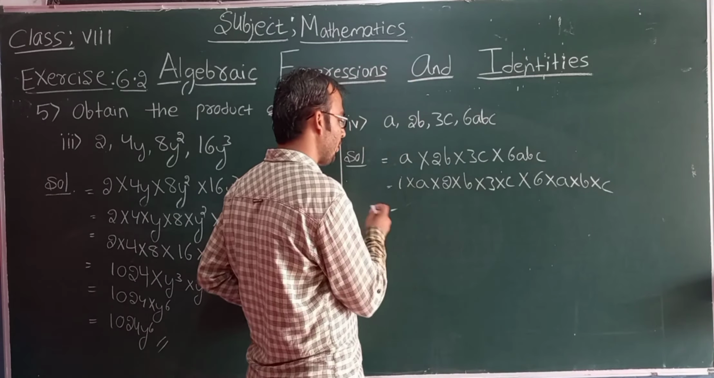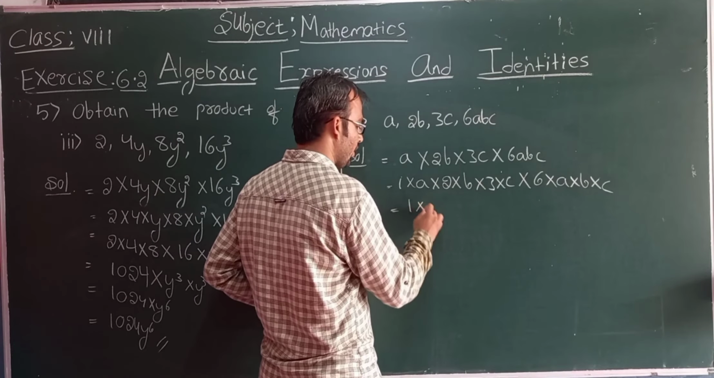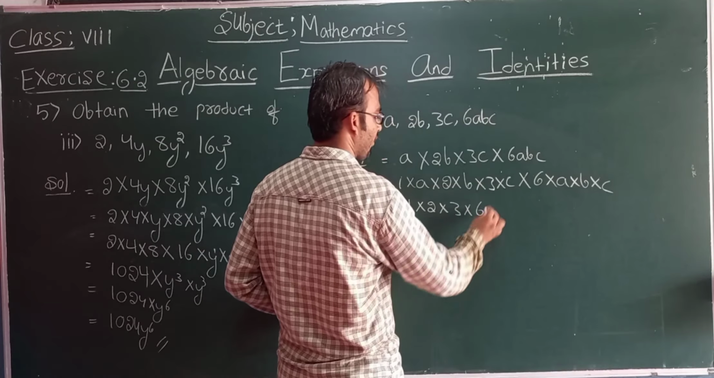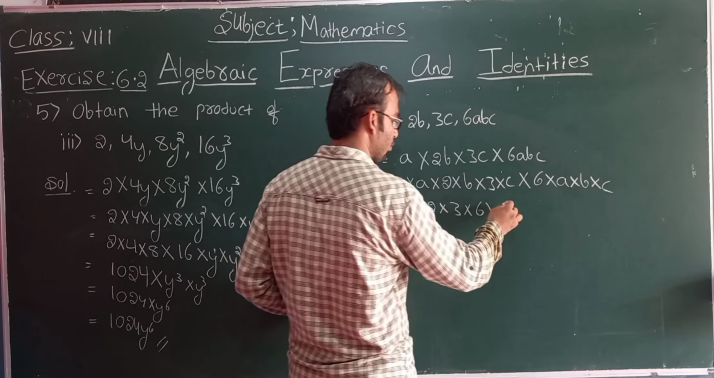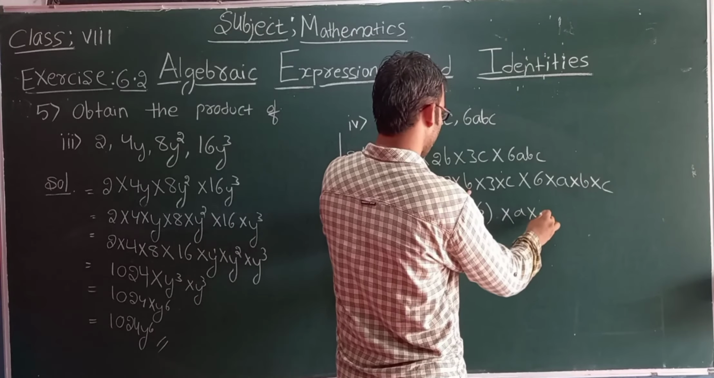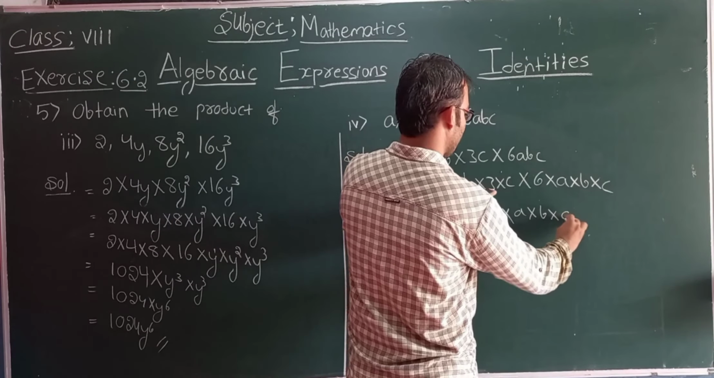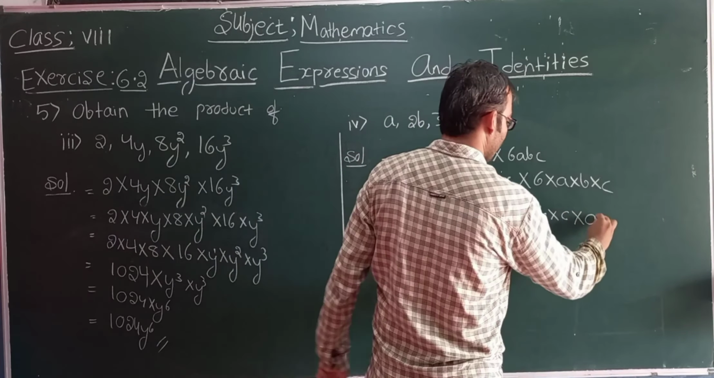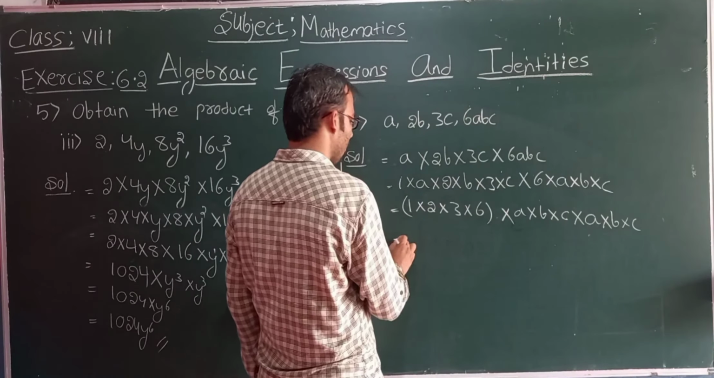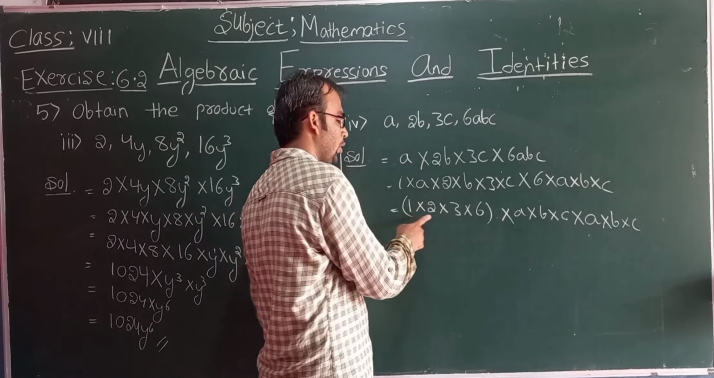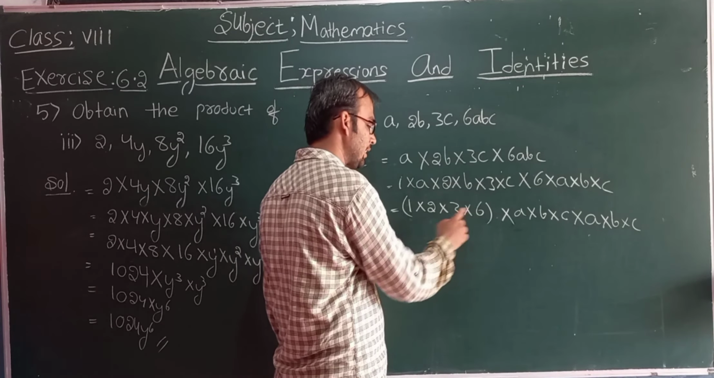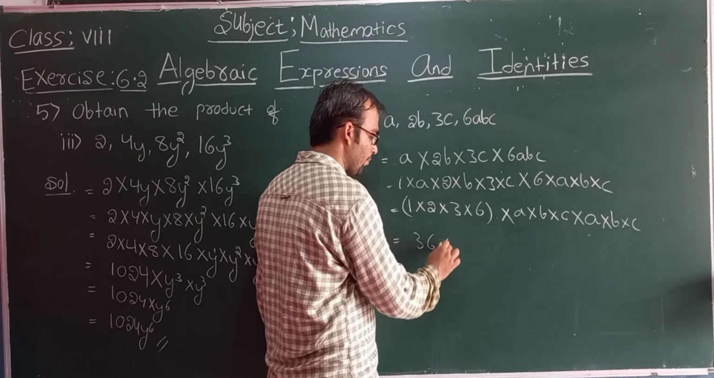Now group numbers one side. So this 1 into 2 into 3 into 6. If you are getting confused, you just put this in bracket. Now a into b into c into a into b into c. Now 1 2s are 2, 2 3s are 6, 6 6s are 36.